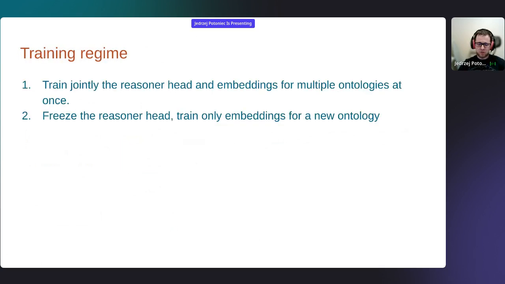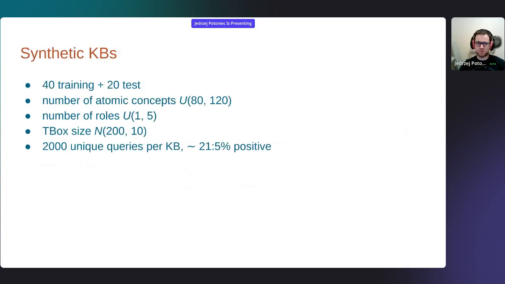And the training regime consisted of two steps. First, the reasoner head and the embeddings for multiple ontologies are trained jointly. Then the reasoner head is frozen, and one can reuse it again and again. If one wants to use a new ontology, a new knowledge base, one needs to train only the embeddings for this knowledge base without even touching the reasoner head.